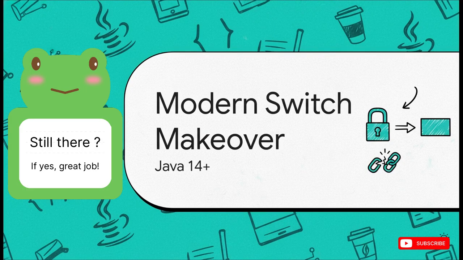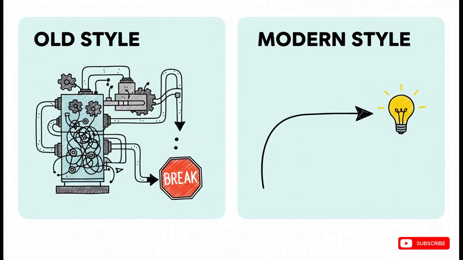They heard the cries of frustrated developers. And starting back in Java 14, they gave the switch statement a massive, modern makeover, turning it from a source of headaches into a powerful, safe, and really concise feature. And when I say makeover, I mean it. The difference is just night and day.